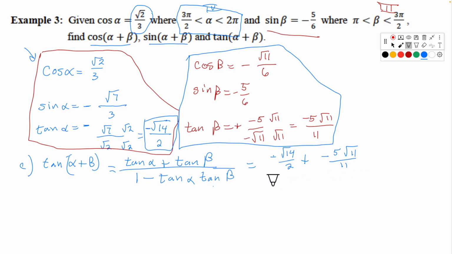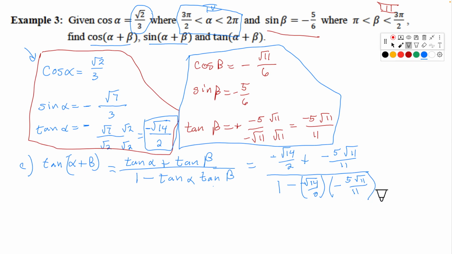That's our numerator. In the denominator, we have 1 minus tangent of alpha. Oh, we did, okay, so that's square root of 14 over 2, and that's negative, so make sure you get that over there. And then times the tangent of beta, that's negative 5 square root of 11 over 11.